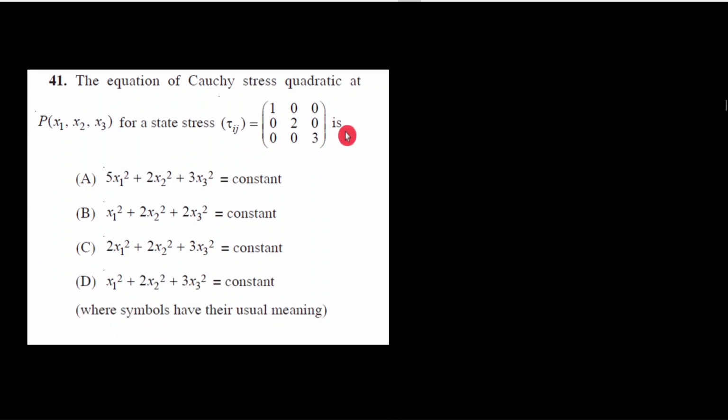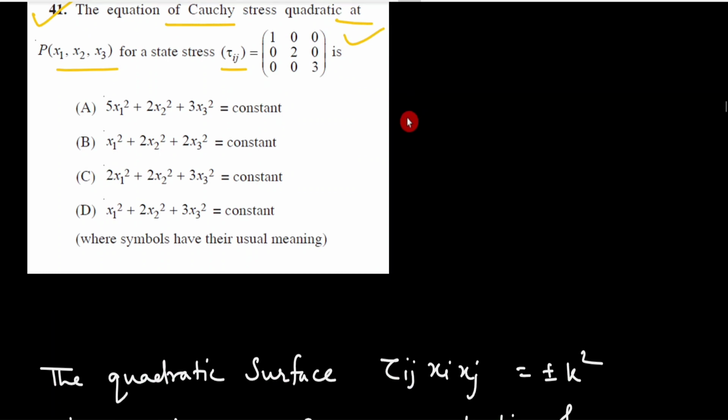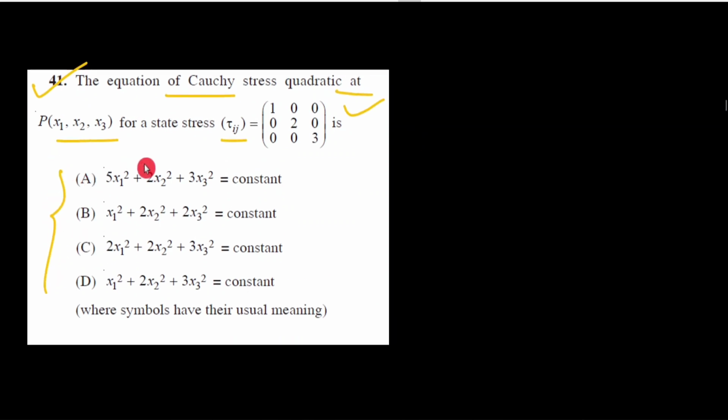Now we go to question number 41. This is a question from continuum mechanics, that is from solid mechanics. The question says the equation of the Cauchy stress quadric at P(x1, x2, x3) for the state of stress tau ij equal to this matrix. Four options are given, and we have to find the Cauchy stress quadric.